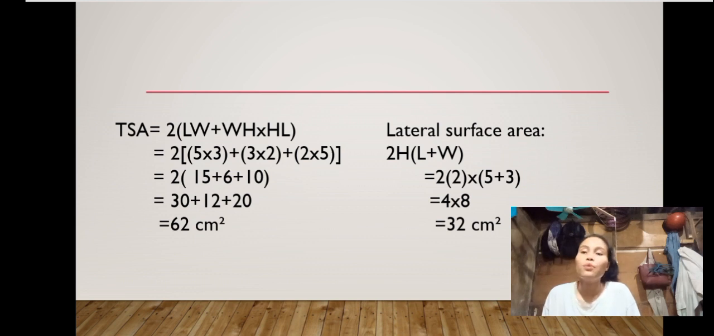For the lateral surface area, we just have this formula: 2 times height times (L plus W). The value of length is 5, the width is 3, and the height is 2. So 2 times 2 equals 4. Then 5 plus 3 equals 8. Multiplying it all gives 32 square centimeters. So now we're already done with the cuboid. The next topic we will be tackling is the sphere.